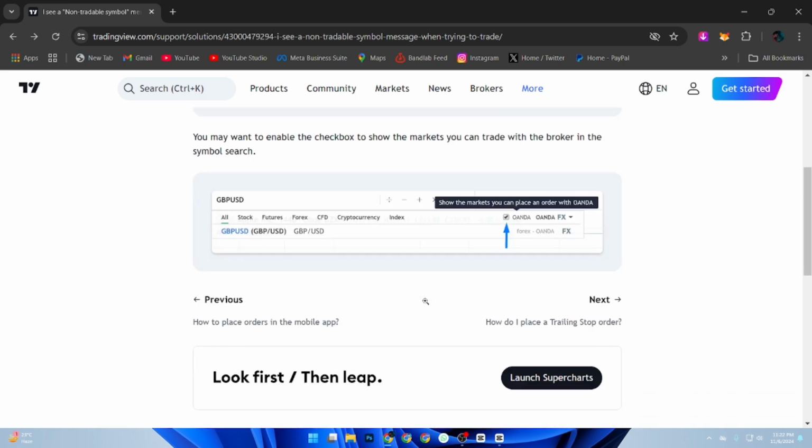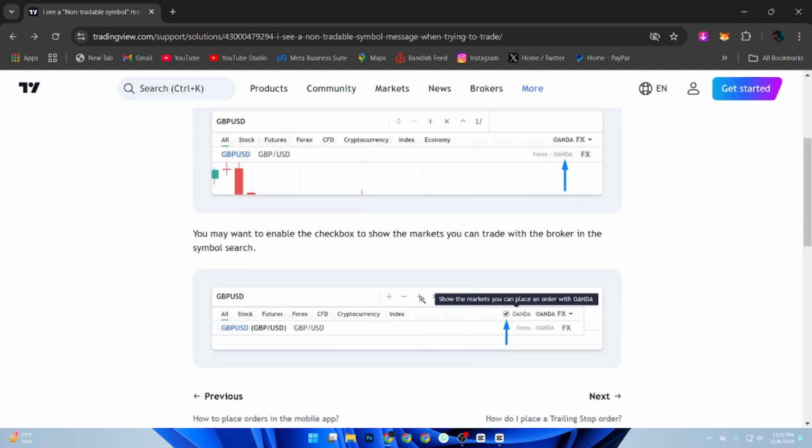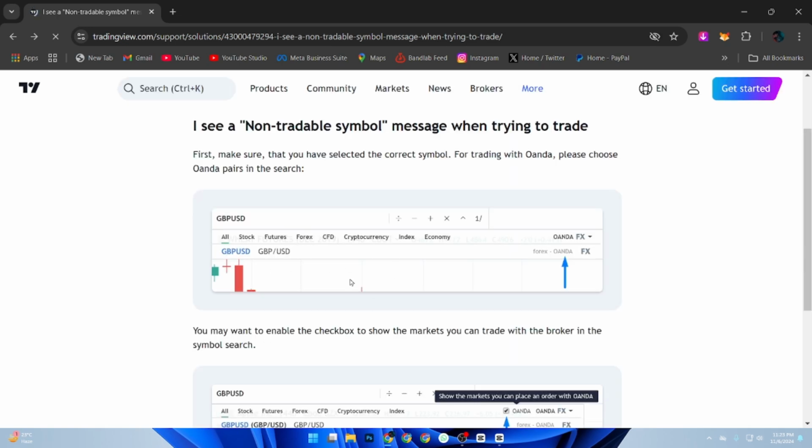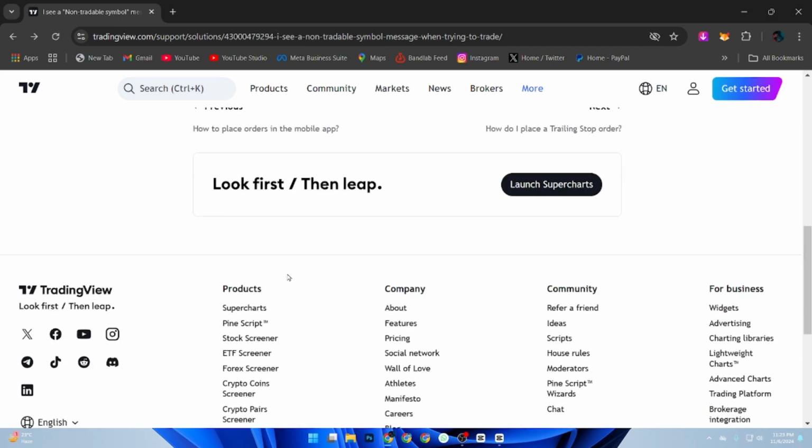If that's all good, try refreshing the page or logging out and back into your TradingView account. This can reset the connection and clear up minor issues. And that's it.